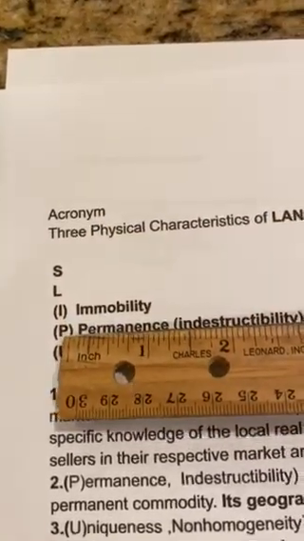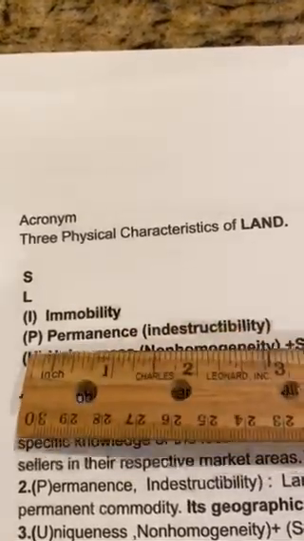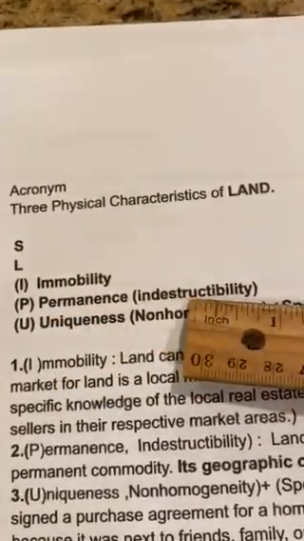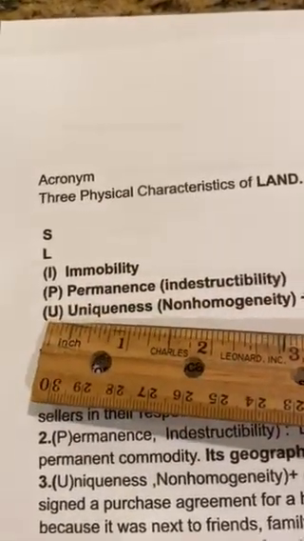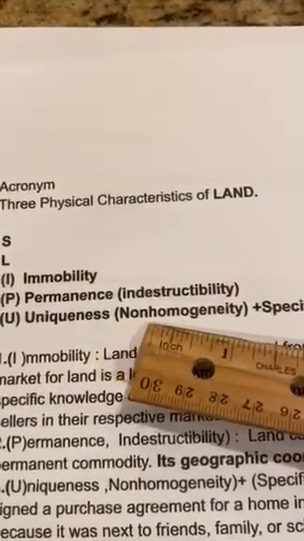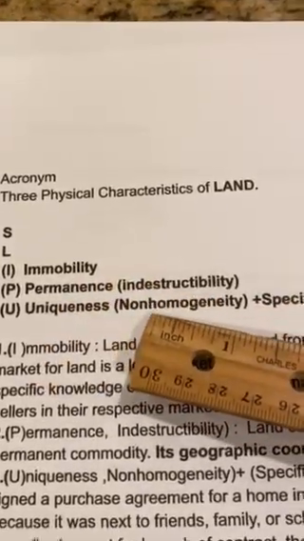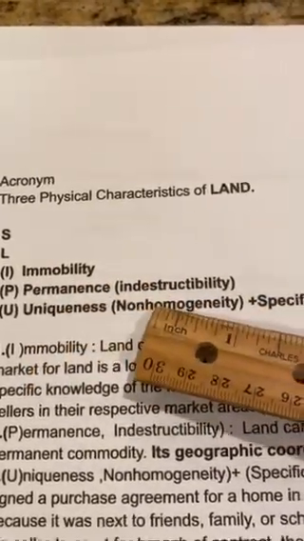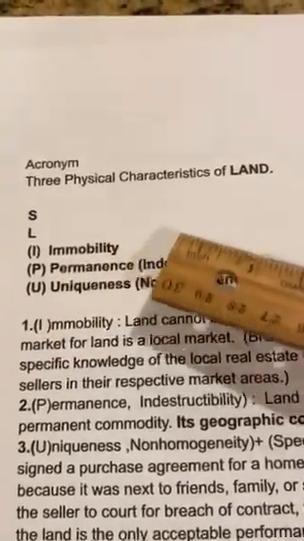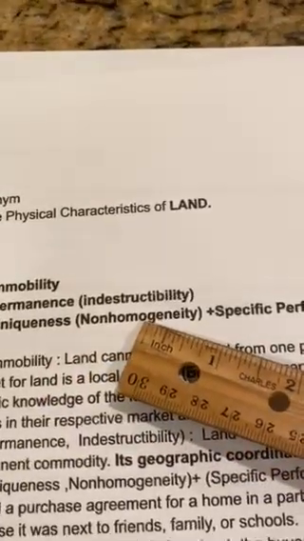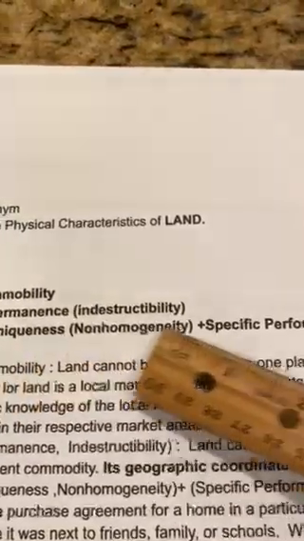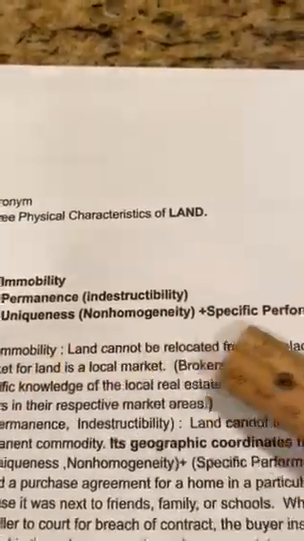And then P, permanence, indestructibility. And note this one really clear. Permanence, and the physical characteristic is indestructibility. And the last one, you added the U to the SLIP. Uniqueness, which also means non-homogeneity. You have to put these two together, associate them, because you'll be asked questions about non-homogeneity means uniqueness. Uniqueness means non-homogeneity. Connect them together. Plus specific performance. And all these need to be associated with each other.